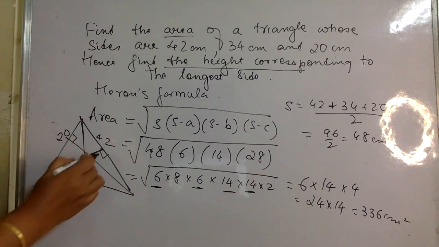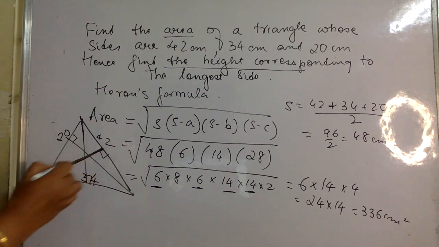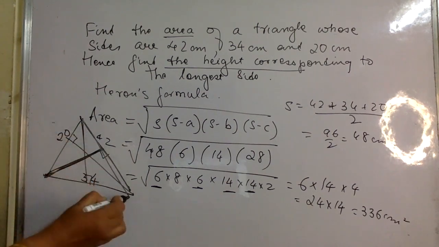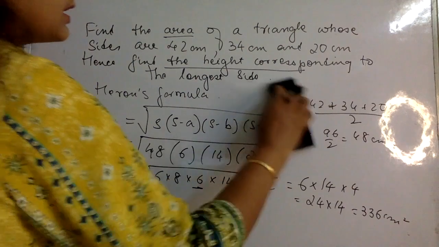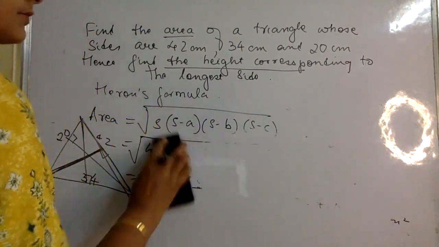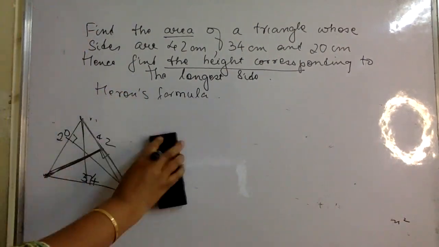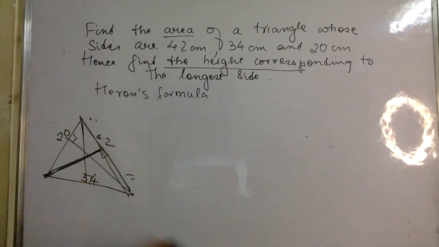Then you should find this. But right now we are going to find this height which is corresponding to the longest side of the triangle. Okay, how do we find it? Let us see. Let me quickly show how to find the height corresponding to the longest side.